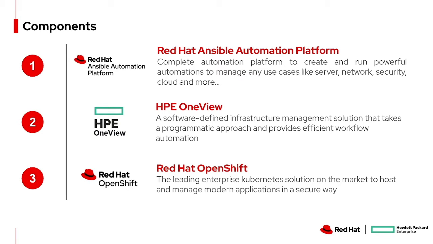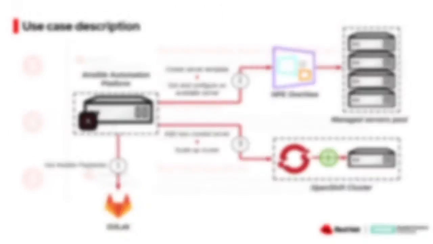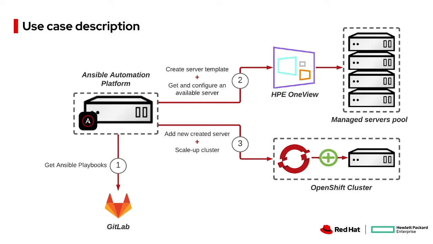To start, we will use Ansible Automation Platform to provide powerful end-to-end automation. We will also use HP OneView to automatically provision Synergy physical servers with a defined configuration, without manual actions. And of course, we have an OpenShift cluster deployed on bare metal where we run our containers and modern applications. On this slide, you have a representation of the use case and all interactions between the products.